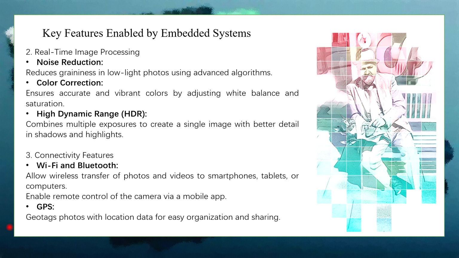Connectivity features such as Wi-Fi and Bluetooth allow wireless transfer of photos and videos to smartphones, tablets, or computers. They also enable remote control of the camera via a mobile app. GPS geotags photos with location data for easy organization and sharing.